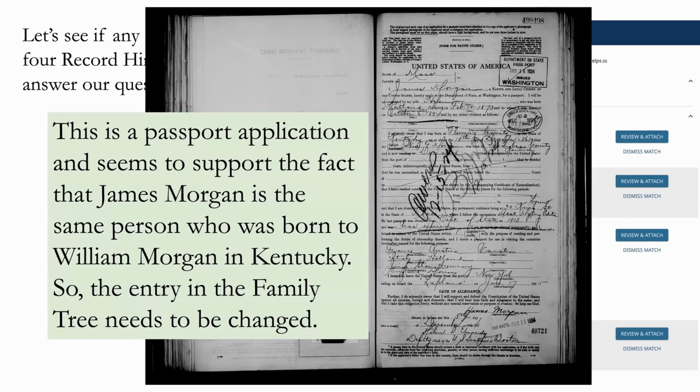Seems to support that he's the same person who was born to William Morgan, so the entry in the family tree needs to be changed. That of Essex, Massachusetts entry is inaccurate, and we can actually put where this record was already attached. It wasn't like we had to do any research. All we had to do was look at the record, and we got that information corrected. And we also have a way to see whether this person had any children. So if we're interested in doing some descendancy research, we can find out from this information that he had children.